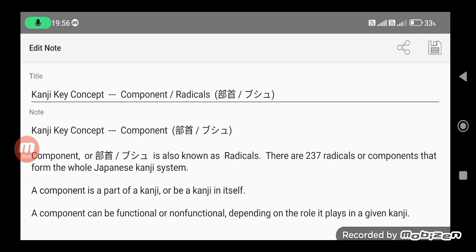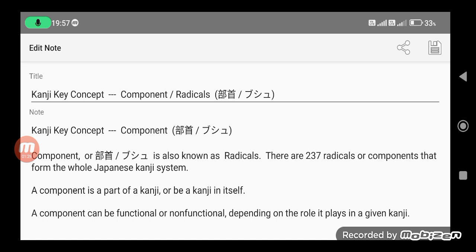In our grammar lectures, I have told you that one of the very important skills in grammar is the conjugation of state of being and conjugation of verbs. But here in our kanji study, I will discuss a very important and very crucial skill to learn. This is the concept of component. In other books, they call it radicals. Component or radicals in Japanese is also called bushu.